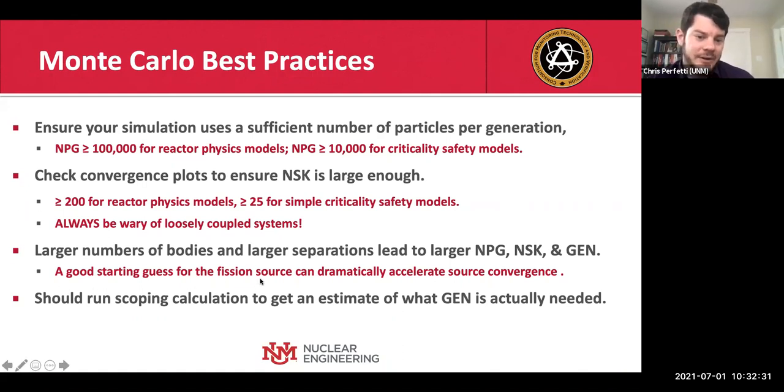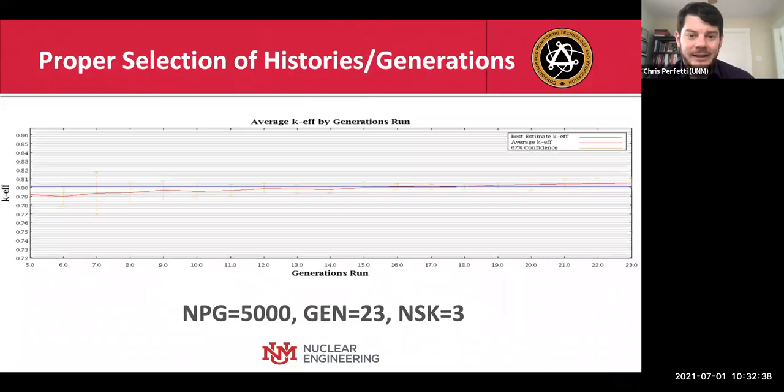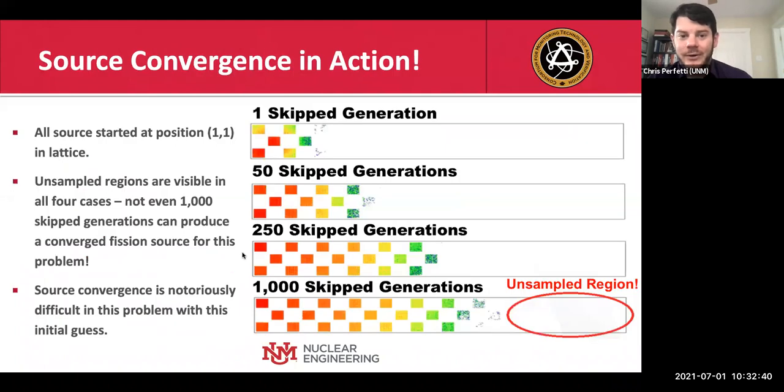Also, having a good starting guess for the fission source dramatically helps. That checkerboard problem, there we were starting everything in just one assembly. Had you started it in all of the assemblies, things would have converged a lot faster.